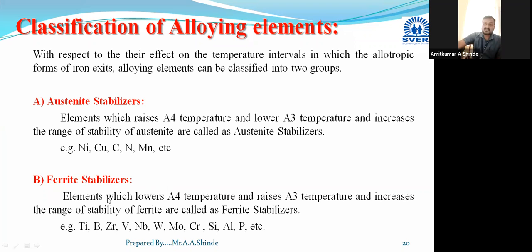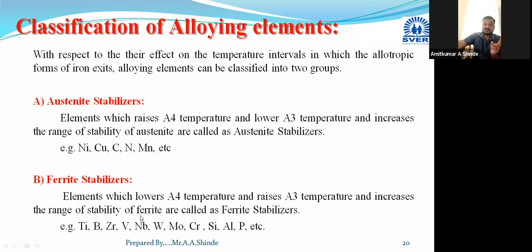And then some elements which, when added in the steel, lower the A4 temperature and raise the A3 or A1 temperature. Hence, they increase the range of stability of the ferrite phase, and these are termed as ferrite stabilizers. Titanium, boron, zirconium, vanadium, niobium, tungsten, molybdenum, chromium, silicon, all these are ferrite stabilizers.